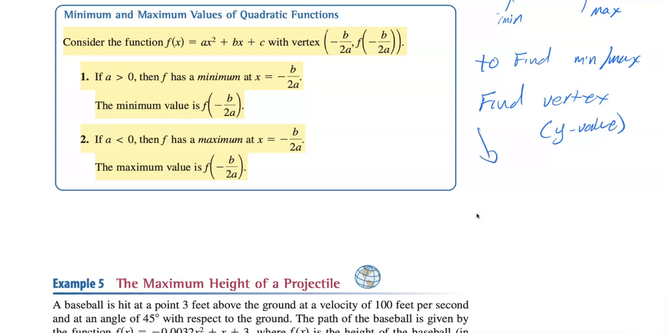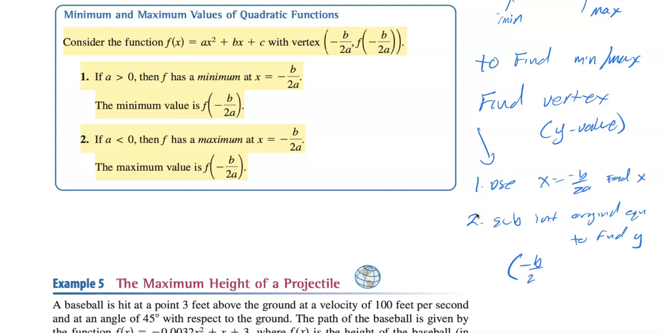So you want to find the vertex, right? Use x equals -b over 2a to find x. This is fine. And then sub into the original equation to find y. Now a lot of times you'll see this written down, and I'll explain this real quick. This is just this in math talk.